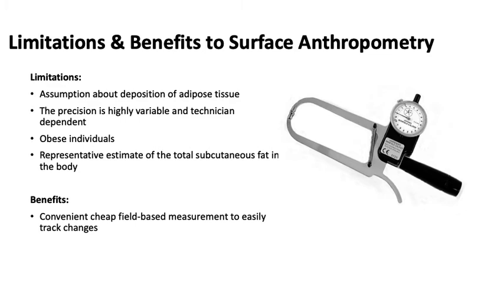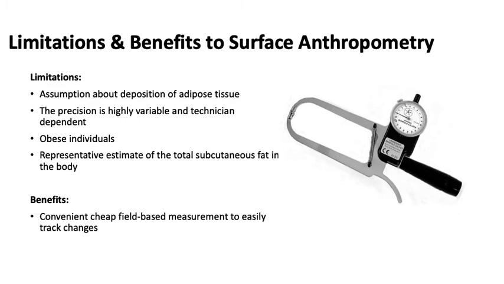As well, the precision is highly variable and technician dependent. How you assess someone may be different than how I assess someone. So you want to ensure that you have the same tester each time and they have their known measurement error. As well, there are limitations to doing surface anthropometry on obese individuals due to the difficulty of using the skin caliper. As well, these are representative estimates of the total subcutaneous fat in the body. So you're estimating total adiposity based on subcutaneous fat. That's a limitation. The benefit is that it's convenient and cheap.